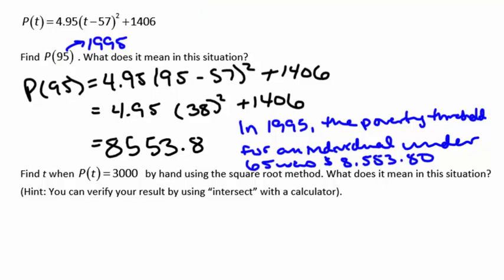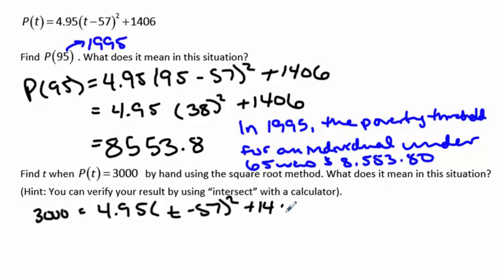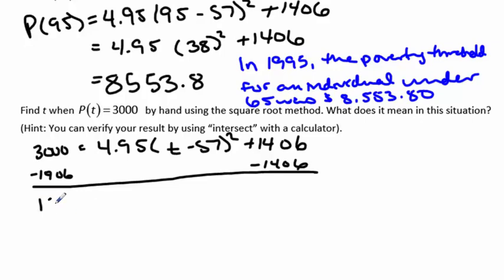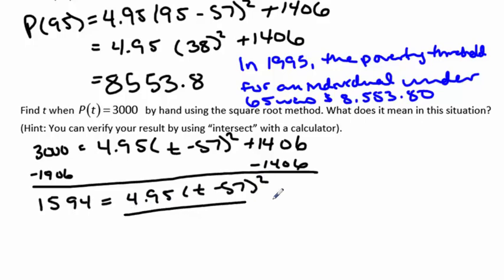In the next example, we want to find when P of t equals 3,000. So we're going to plug 3,000 in for P of t and set that equal to 4.95 times t minus 57 squared plus 1406. This is a perfect square, so we're going to solve this by first subtracting the 1406 from both sides. That's going to give us 1,594 equals 4.95 times t minus 57 squared.